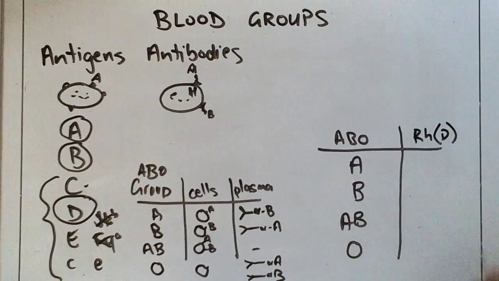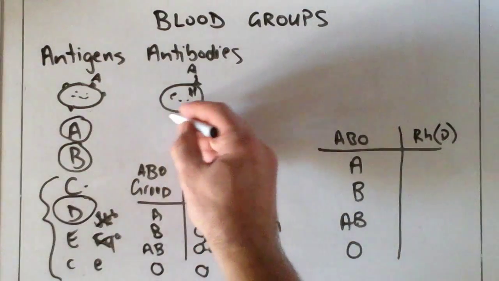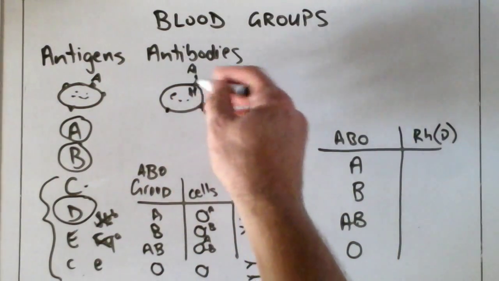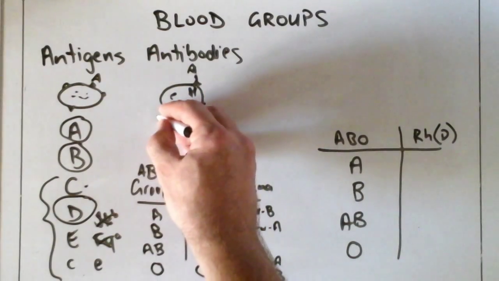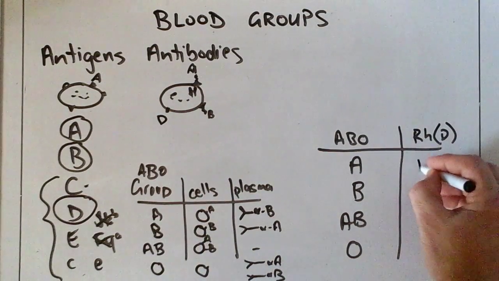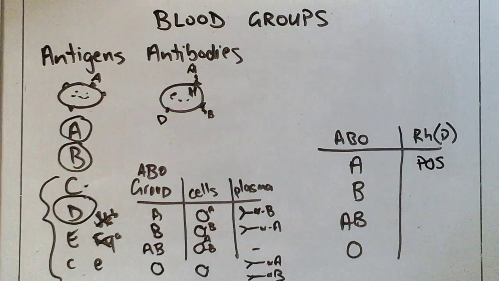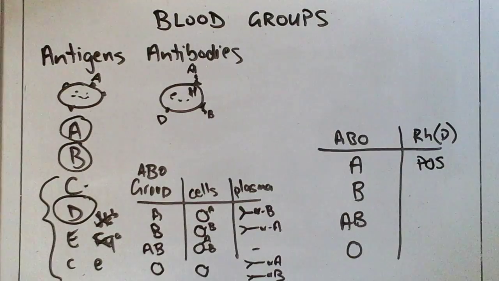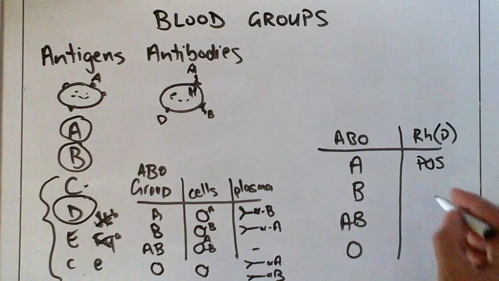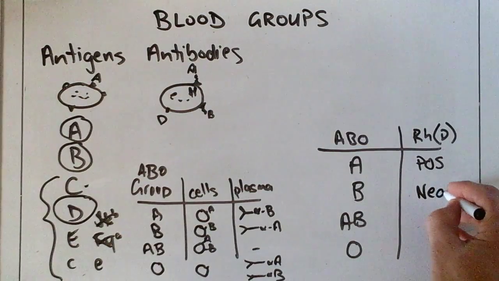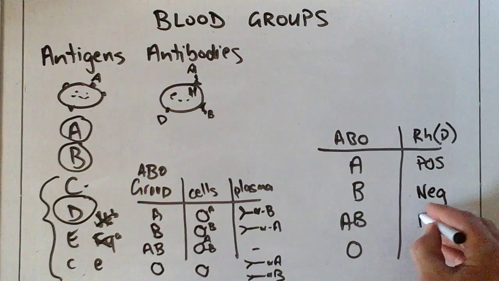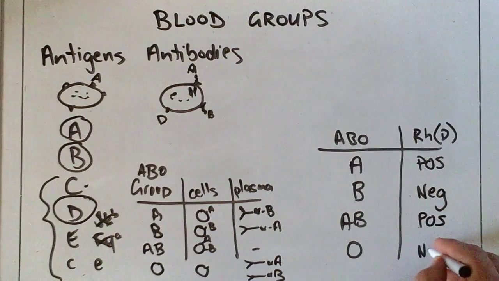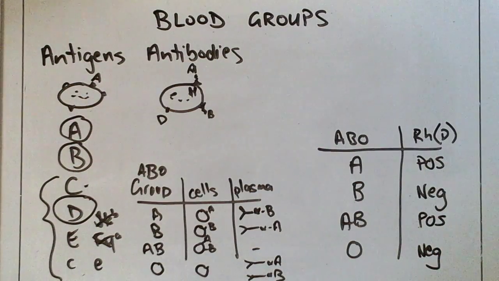So if you have the D on the surface of your cells, it's not related to the H protein or the A and B, it's completely different. But if you have the D, then we might call you positive for the D. If you do not have the D, if you don't have the gene and therefore don't have that particular chemical on the surface of your red cells, then we would call you negative. So you would either be positive or negative for the D group. And that's how we form all these different blood groups.